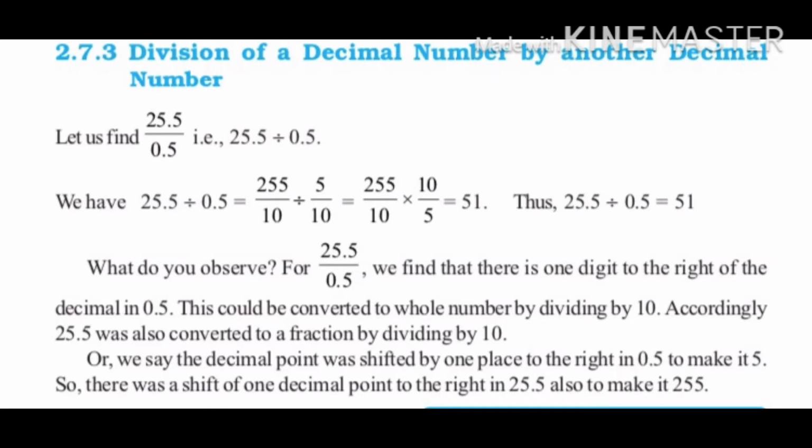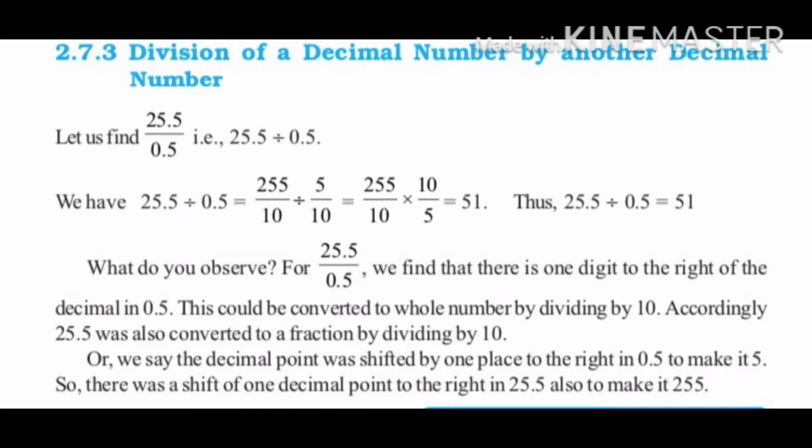Now here there is only one decimal place in the first number also and in the second number also. That is why we are dividing both the numbers by 10 and 10. Now suppose there are two decimal places, then you will divide by 100. Is it clear? Now after dividing, you are getting 255 by 10 divided by 5 by 10.